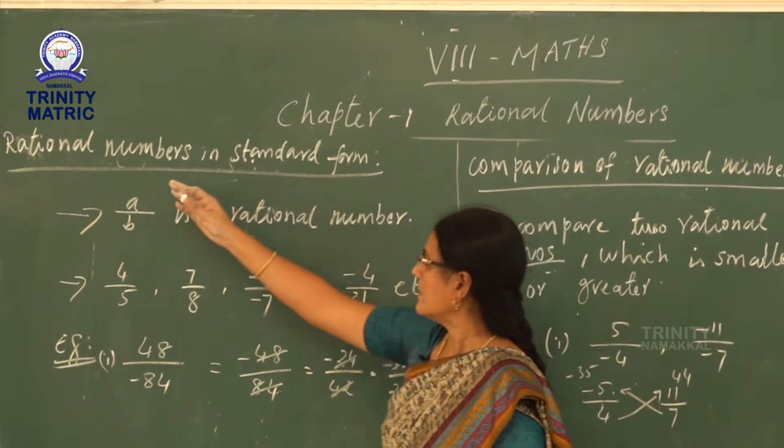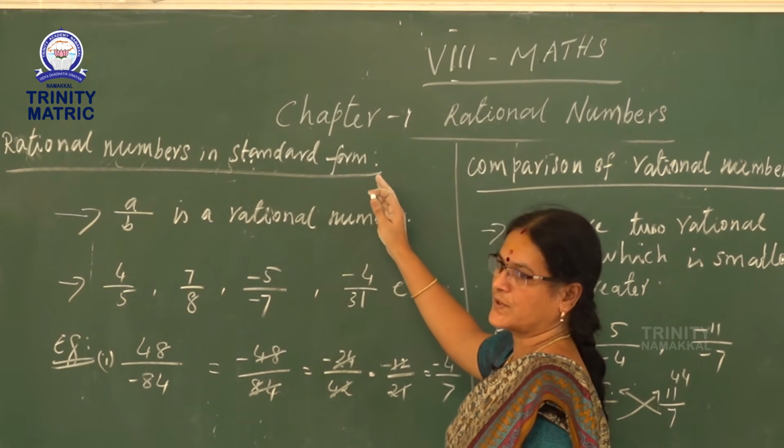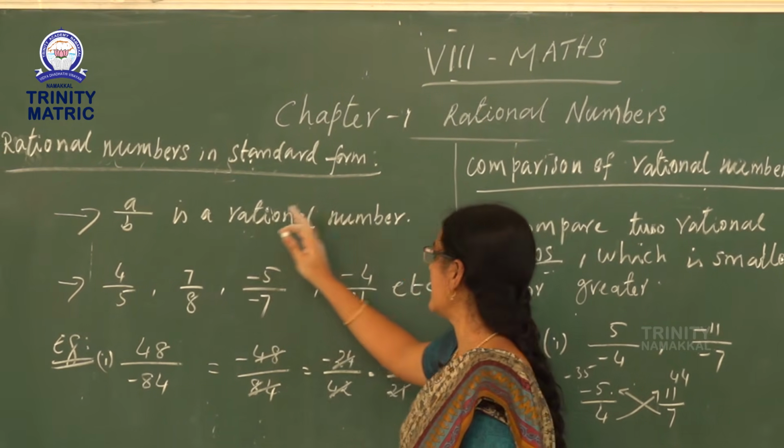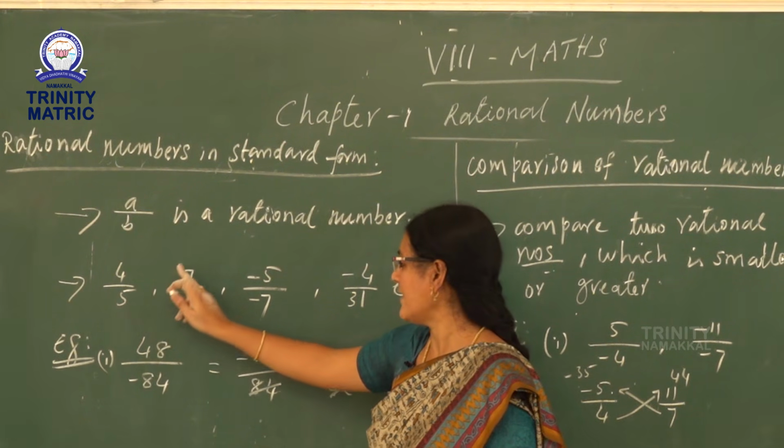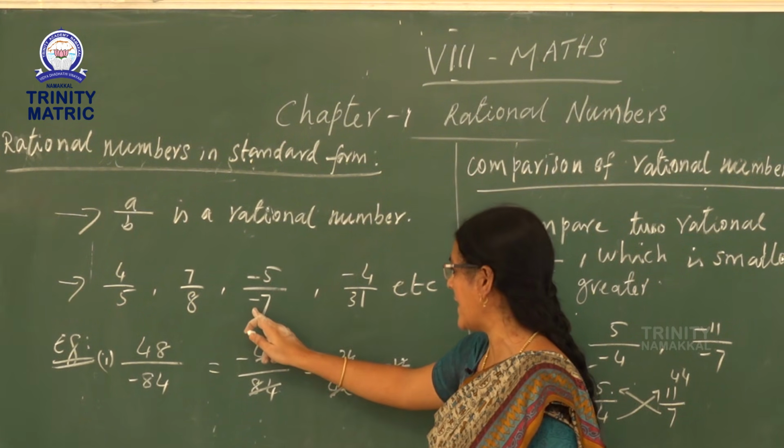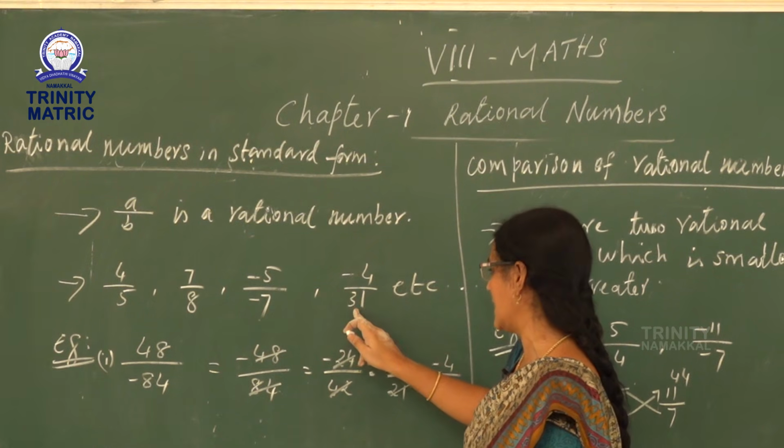Next, rational numbers in standard form. That a by b is a rational number. I will give examples: 4 by 5, 7 by 8, minus 5 by 7, minus 4 by 31, etc.